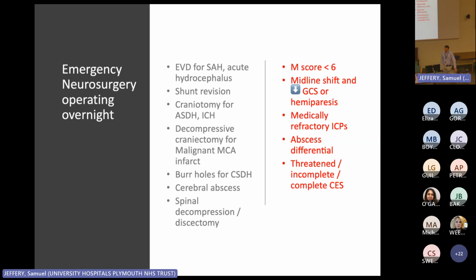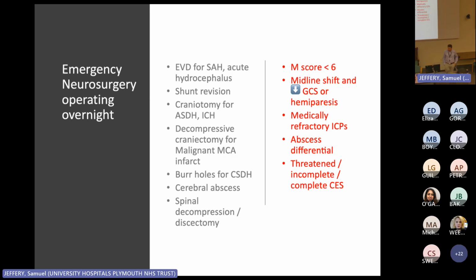Okay, so what are the reasons for deciding whether or not a patient needs to go to theatre out of hours? Well, particularly if their motor score is less than 6, that might be a reasonably good indication, or if they've got significant midline shift with a reducing GCS or a hemiparesis.